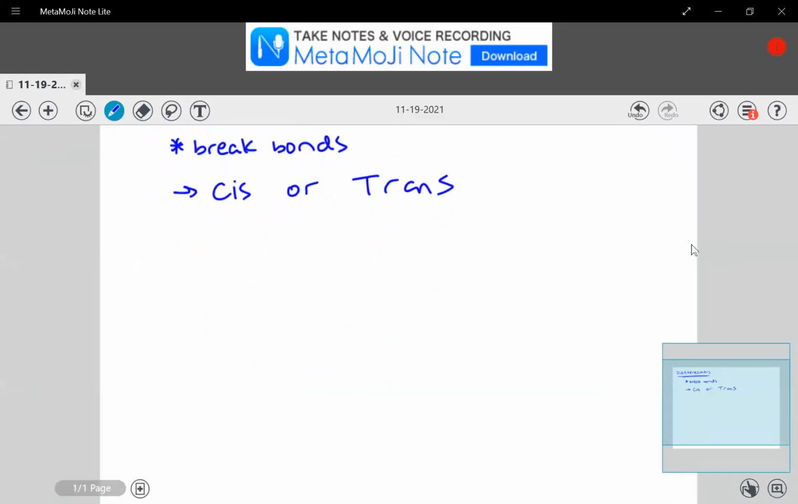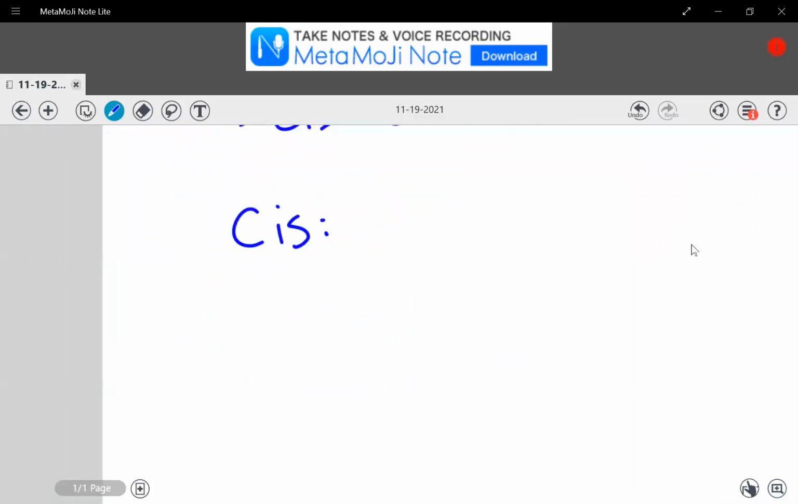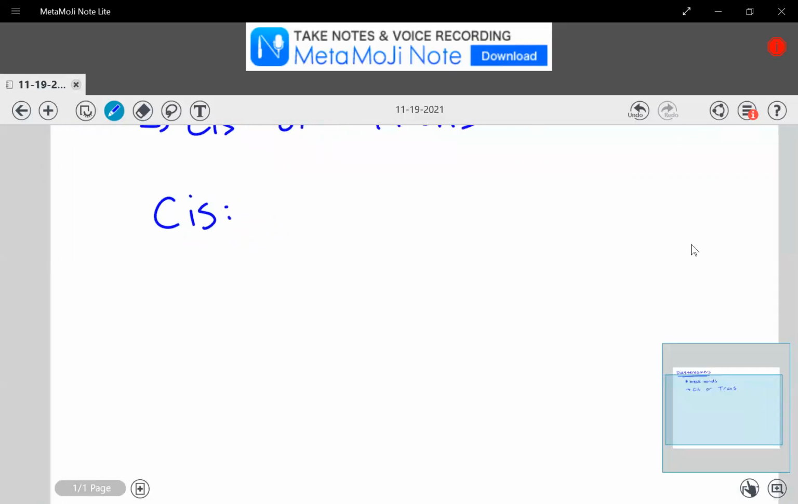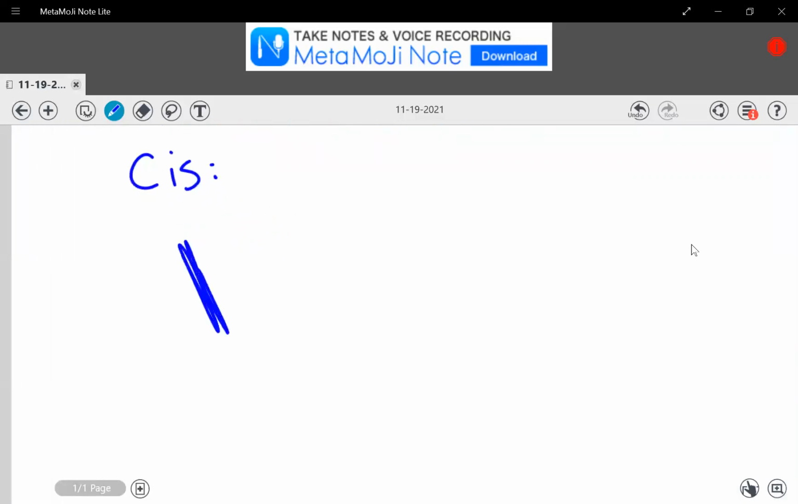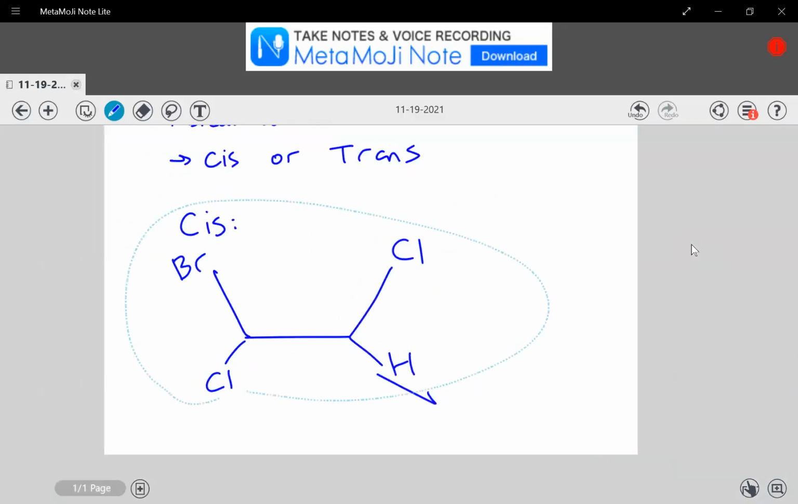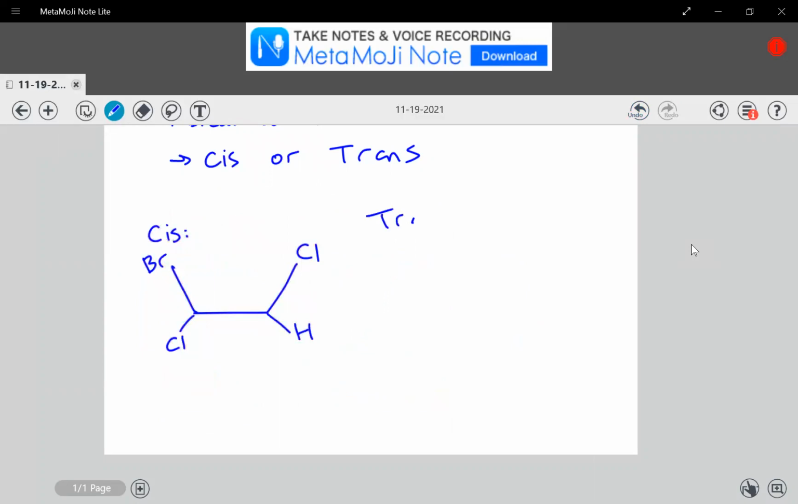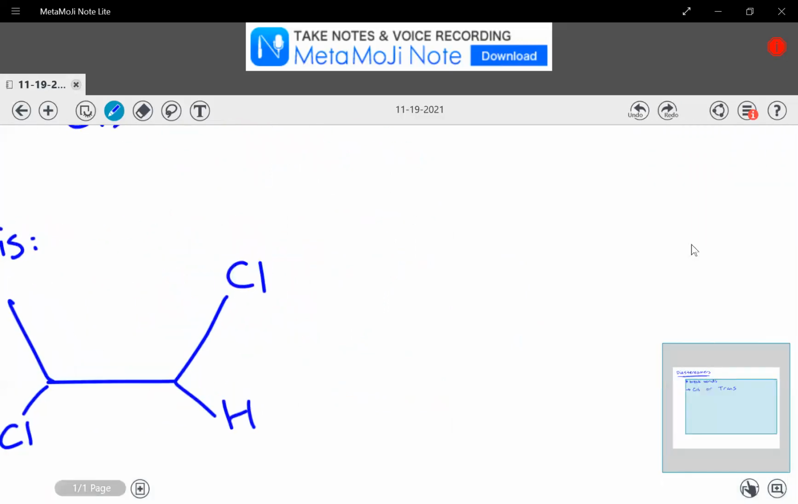And basically, let me just show you guys what cis and trans look like. Cis just means that our main atoms are on the same side. What are main atoms, huh? Well, I'll show you guys in just a moment. Got two conformations here for this molecule. Cis, and then the trans.